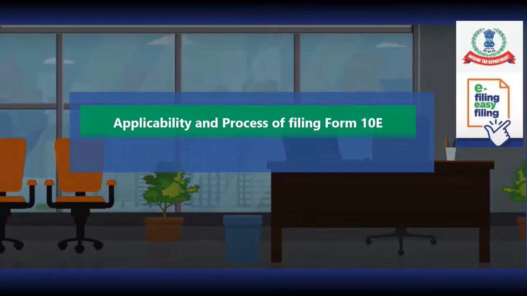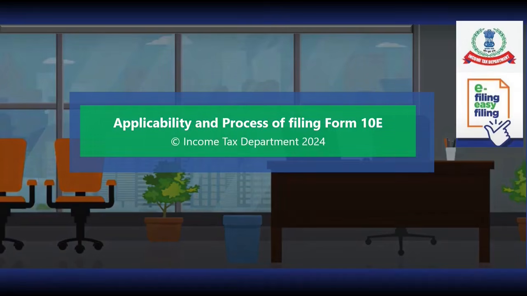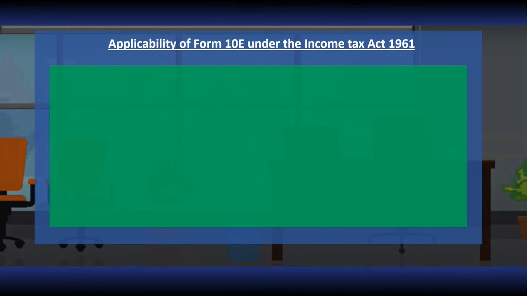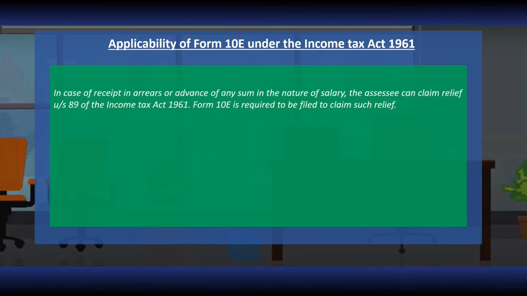This video is on applicability and process of filing Form 10E. Form 10E is applicable under Section 89 of the Income Tax Act. In case of receipt in arrears or advance of any sum in the nature of salary, the assessee can claim relief under Section 89 of the Income Tax Act. Form 10E is required to be filed to claim such a relief.